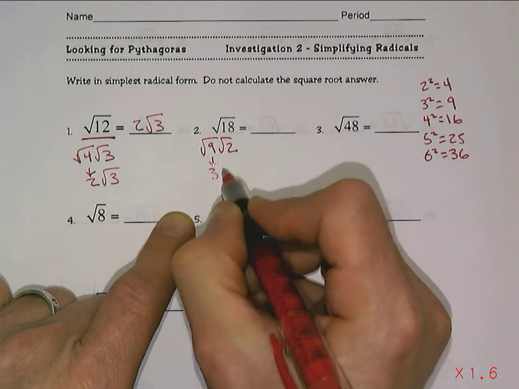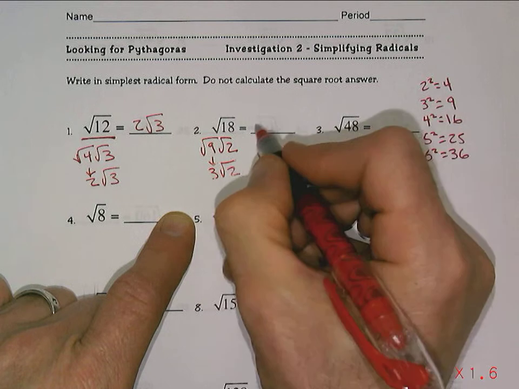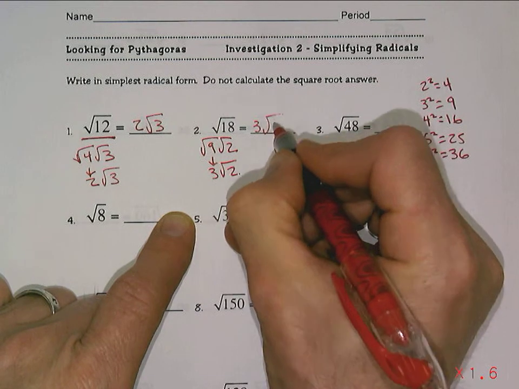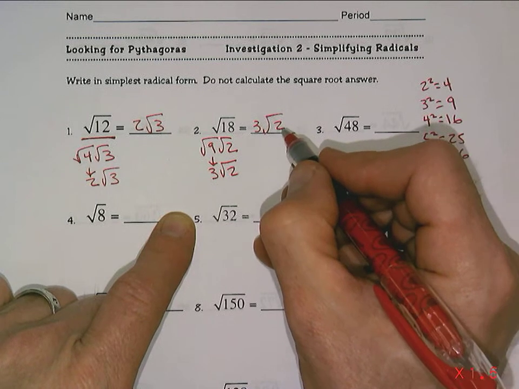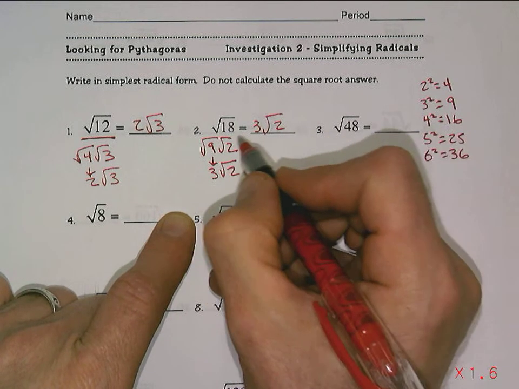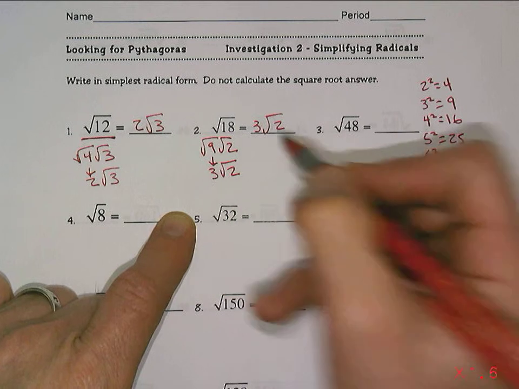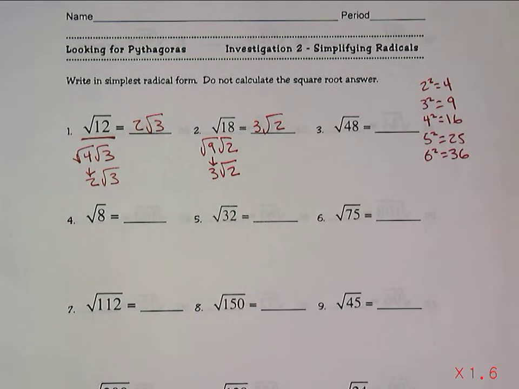And the square root of 2 I don't know. And so by doing that, I have now simplified this. It has the smallest possible radical as a part of the solution. So the square root of 18 is equal to 3 square roots of 2, which is actually a distance on grid paper if you look at grid paper.